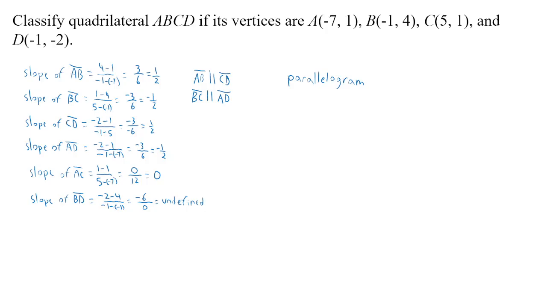So now, the slope of segment AC is 0, meaning that it is horizontal. Whereas the slope of segment BD is undefined, meaning that the line segment is vertical. Therefore, segment AC is perpendicular to segment BD. And therefore, this is a rhombus.